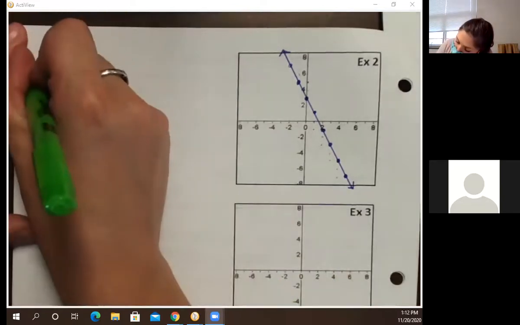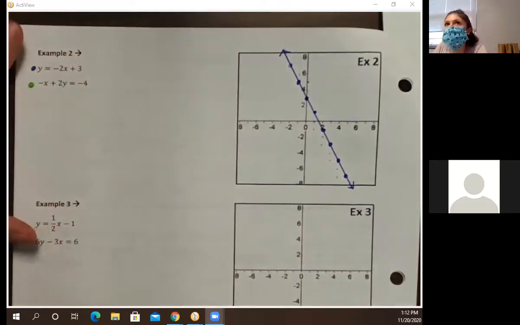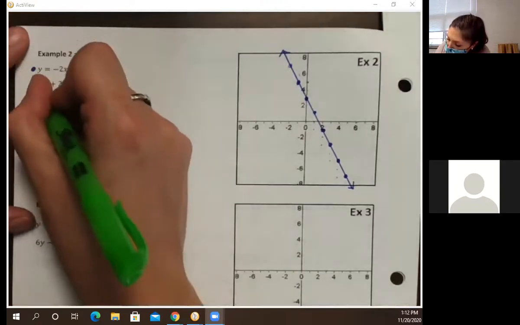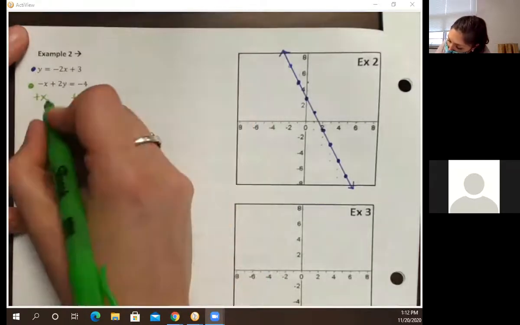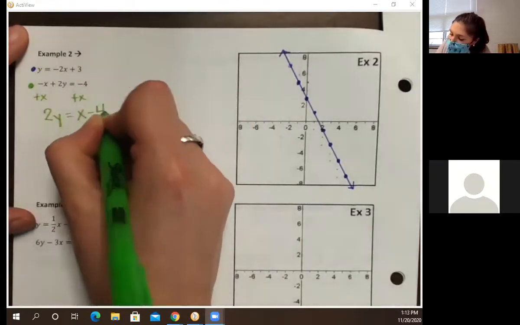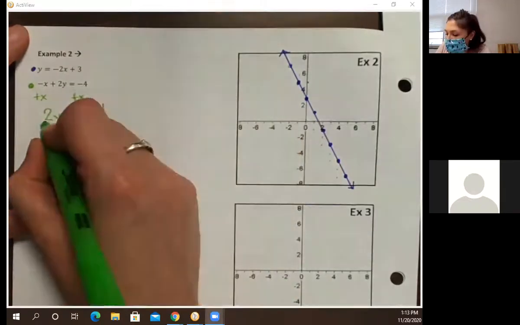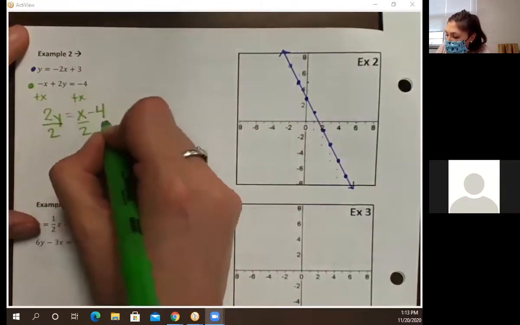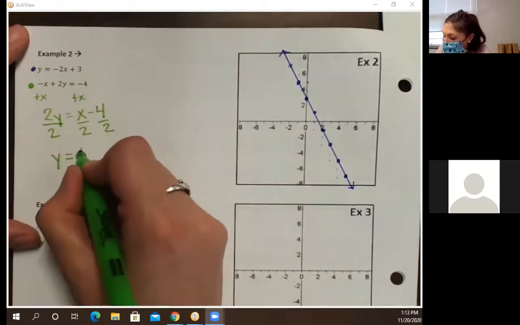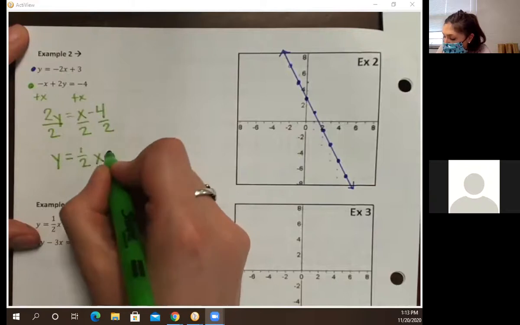And then for my second equation, again, I'm going to change this to slope-intercept form to make it a little easier to graph. So I'll start by moving x to the other side. That would give me 2y equals x minus 4. And then I want to get y by itself, so I'll divide every term by 2. That would give me y equals 1/2 x minus 2.